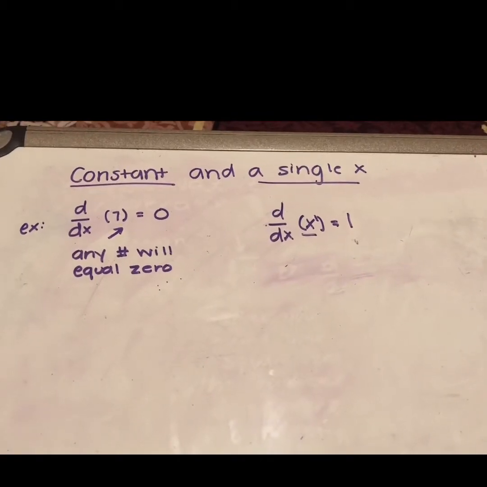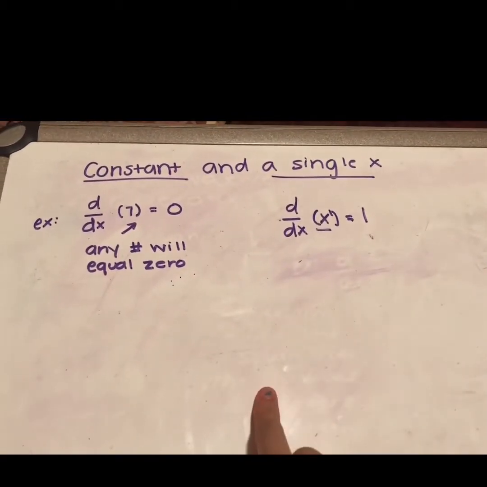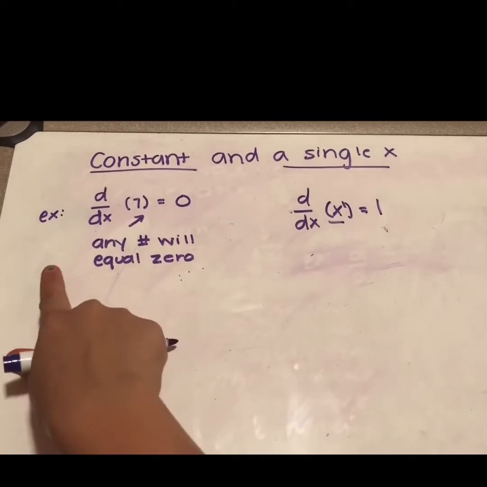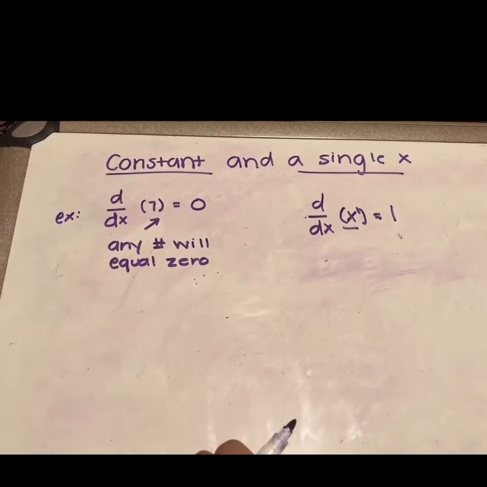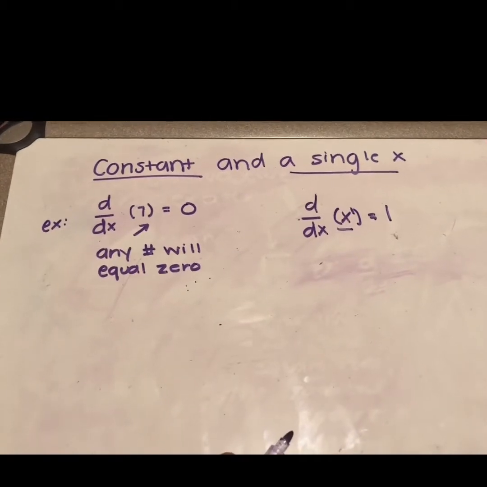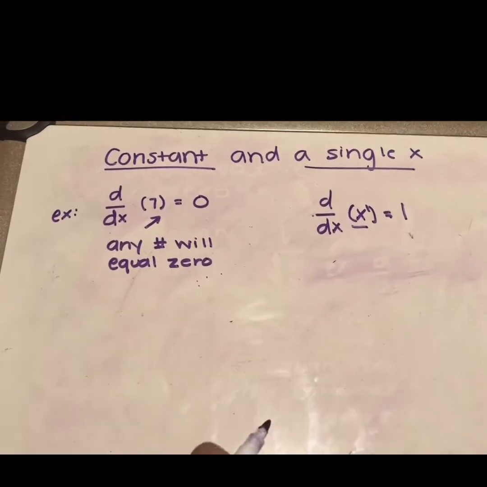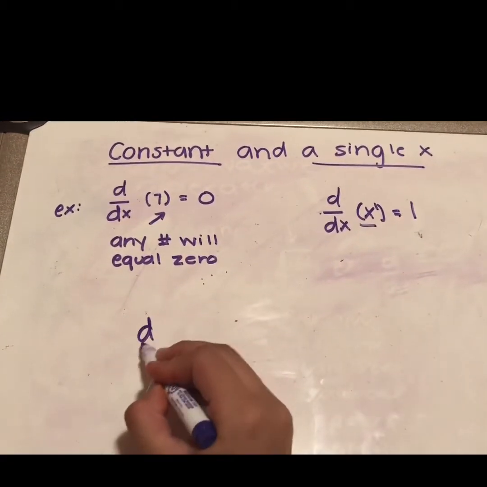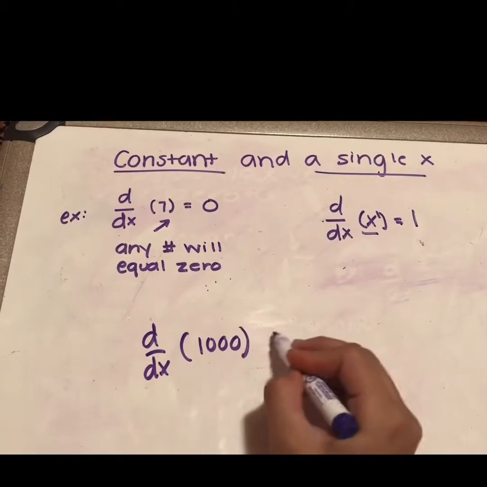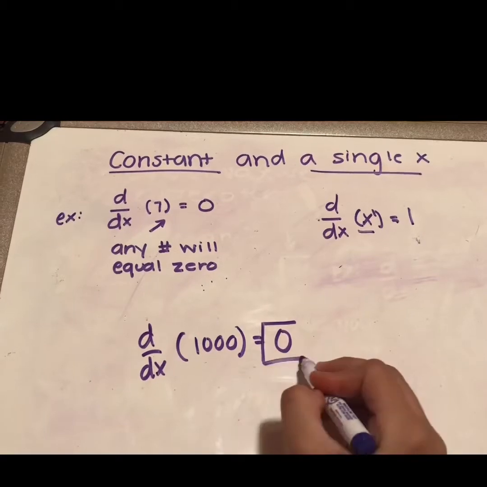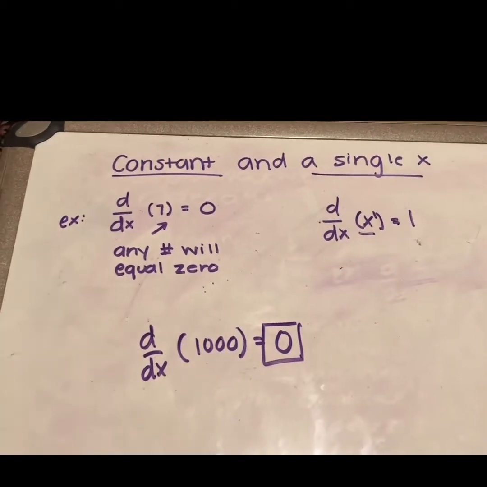Another rule we can introduce are the constant and the single x rules. So right here an example was the derivative of a constant, and a constant means just any number, so it can be 7 or any number. It would equal 0 no matter what. So for example, if we had the derivative of, let's say, 1,000, it would still be 0, and that applies to any problem that we do.